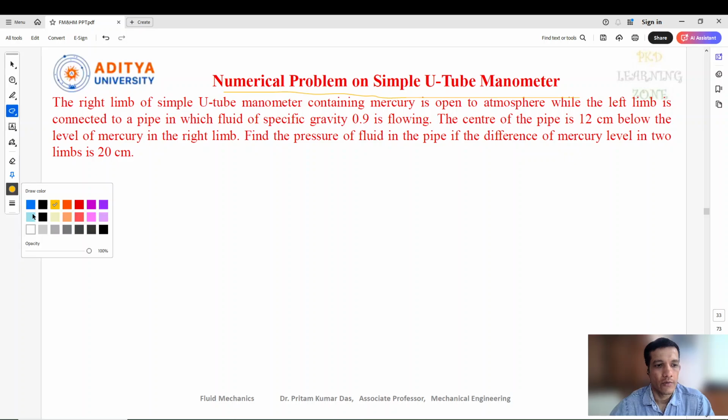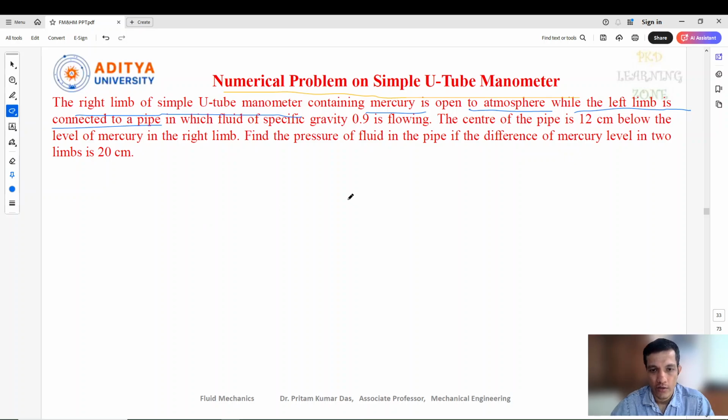Okay. So the question given here: the right limb of a simple U-tube manometer containing mercury is open to the atmosphere. It is clearly given in the question, while the left limb is connected to the pipe. So right limb and left limb, two things are there. Let's draw the diagram for this.